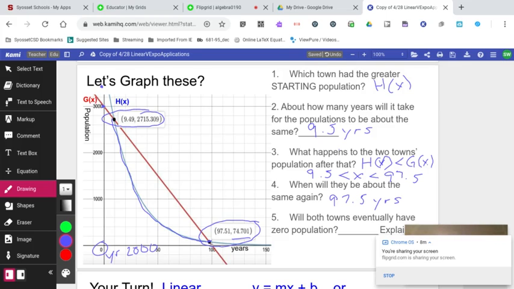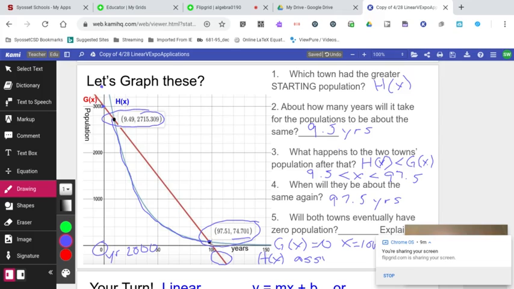Now, will both towns eventually have a 0 population? That's tricky. Yes, Gainesville will. So g of x will equal 0 when x is at 100. So after 100 years, the population of Gainesville will be 0. You can ignore this part of the graph that goes below 0 because, of course, we can't have negative population. H of x will never be at 0 because h of x has an asymptote.